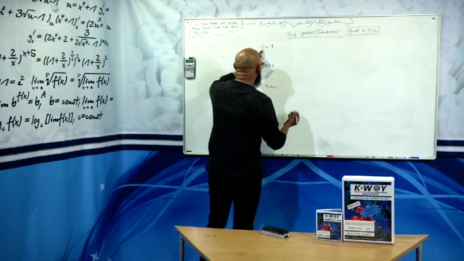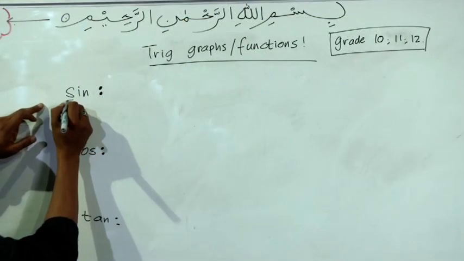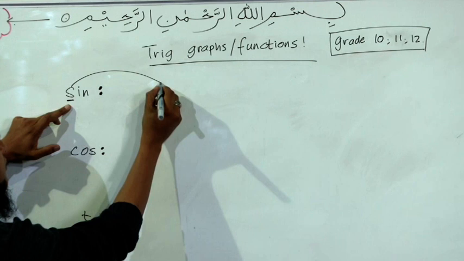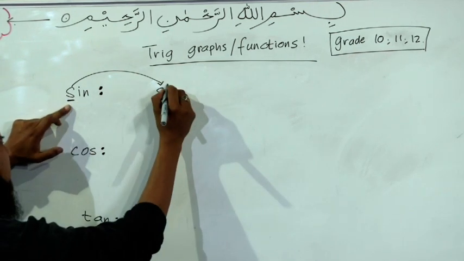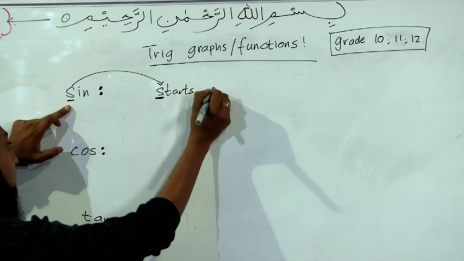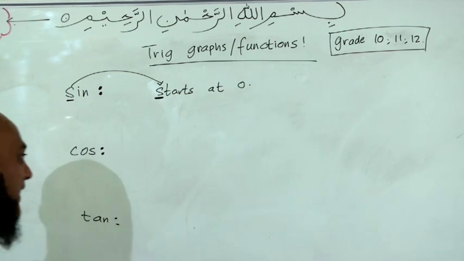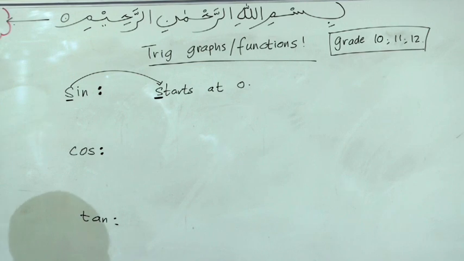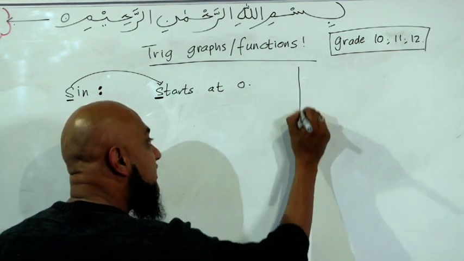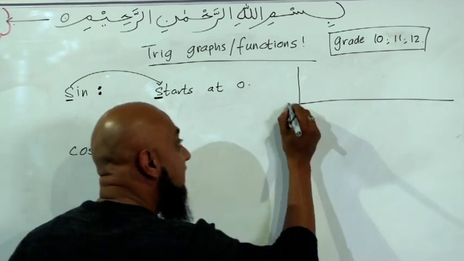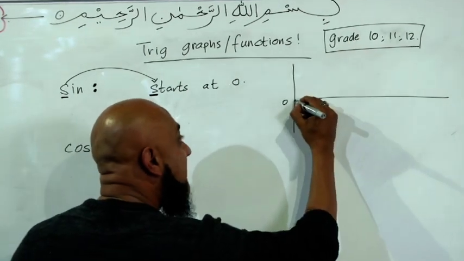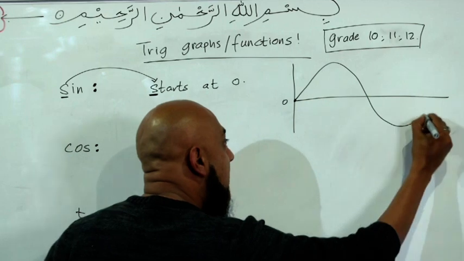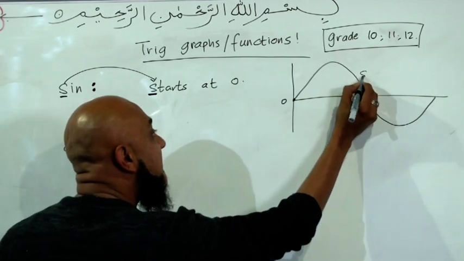Now, remember the sine graph. The S from the sine will help you to remember that the graph always starts at 0. So whenever you have a function, I'm going to draw a rough sketch. I'm just showing you what the shape of the graph is going to be. If a graph starts at 0, goes up, comes down and stops there, that is a sine graph.